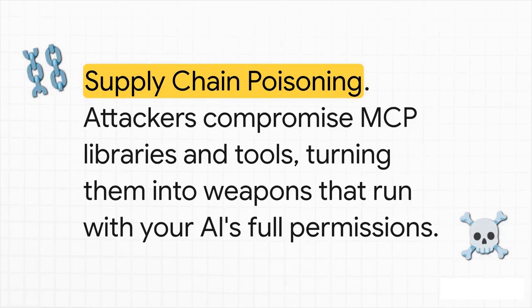The third big vulnerability is something called supply chain poisoning. Look, developers don't build everything from scratch, right? They rely on pre-built packages and libraries to get things done, including implementing MCP.